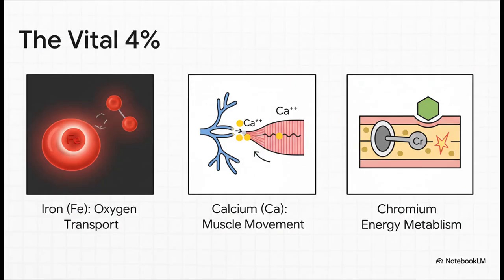But what about that other 4%? It might not sound like much, but these trace elements are absolutely crucial. Think of them as the specialist workers on a factory line. You need iron to act as the little delivery truck for oxygen in your blood. Calcium, that's the electrical spark behind every single muscle twitch, from your heart beating to you just thinking a thought. And chromium helps your cells unlock the energy from sugar. You only need tiny amounts, for sure, but without them, the entire factory of you would grind to a complete halt.